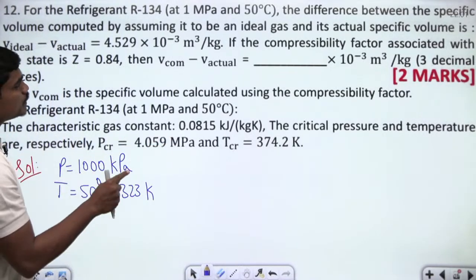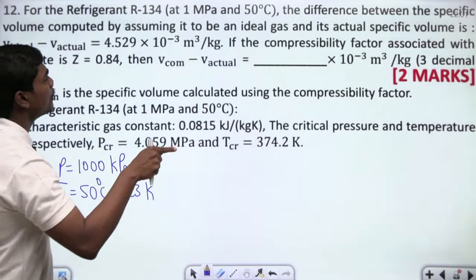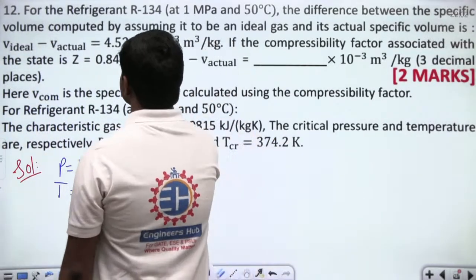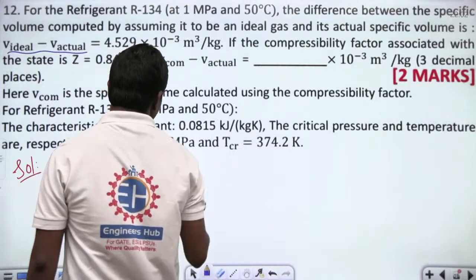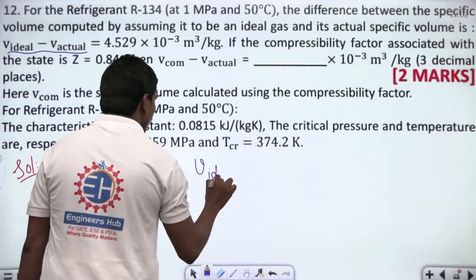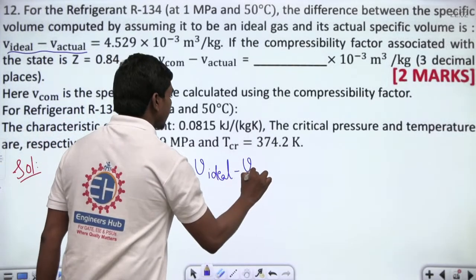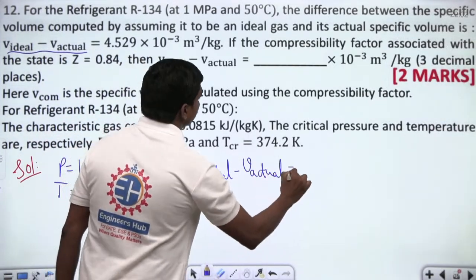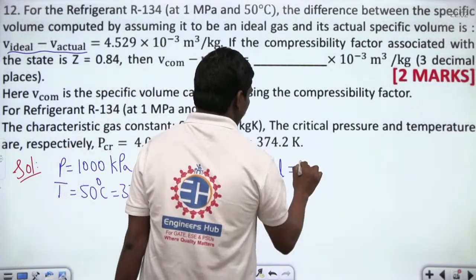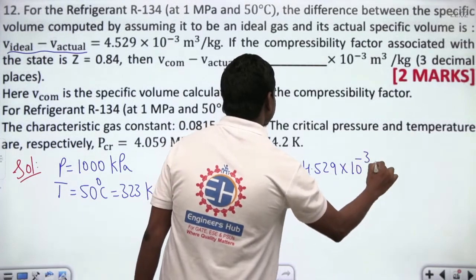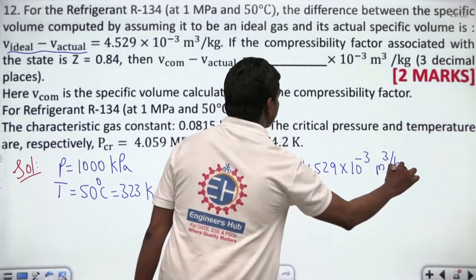The difference between the specific volume computed by assuming it to be an ideal gas and its actual specific volume is V ideal minus V actual. V ideal is the specific volume evaluated using the ideal gas equation, and this is the actual specific volume. The difference between these two is 4.529 into 10 power minus 3. Since they are specific volumes, the units are meter cube per kg.